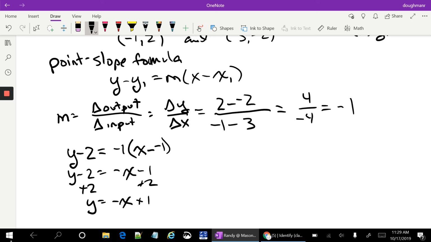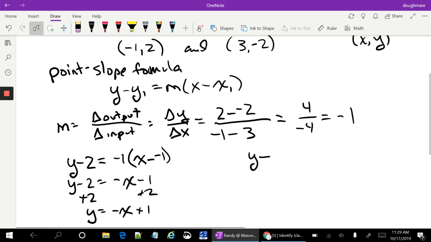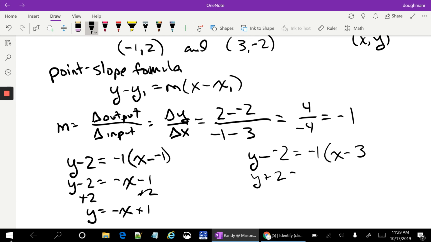All right, let's see if it works out with the other one. I could have done y minus a -2 equals the slope, -1 times x minus 3. So this is y plus 2 equals a -x plus 3, right? And now if I subtract 2 from both sides, I get -x plus 1, and that's a good thing. I would hope to get the same equation both times, and that's a nice check.